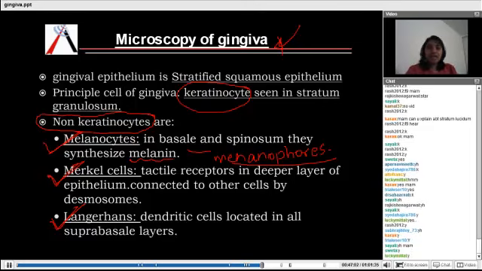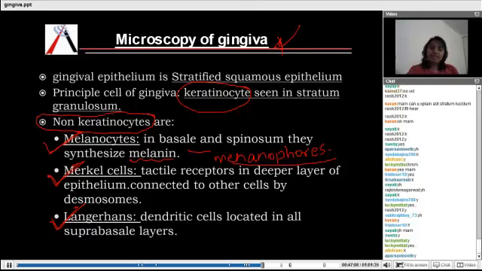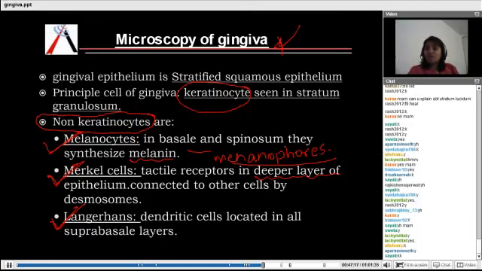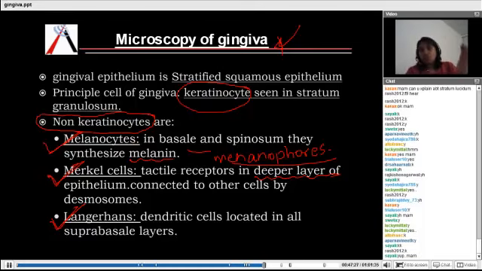Then we have the Langerhans cells. Langerhans cells are basically protective, phagocytic cells. These are dendritic cells which are located in all the suprabasal layers. Now look at the point here. This is the only cell we are talking about which is not present in the lower layers. It is present in the upper layers. So Langerhans cells are not present in the basal layer. Remember the positions. They are an important source of MCQs.